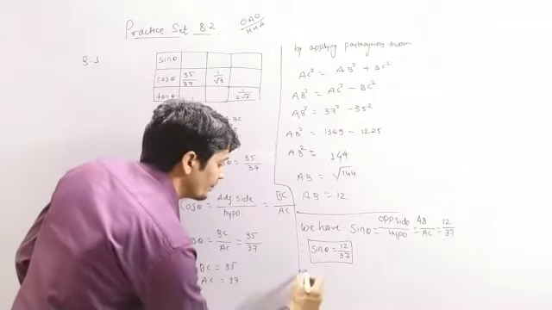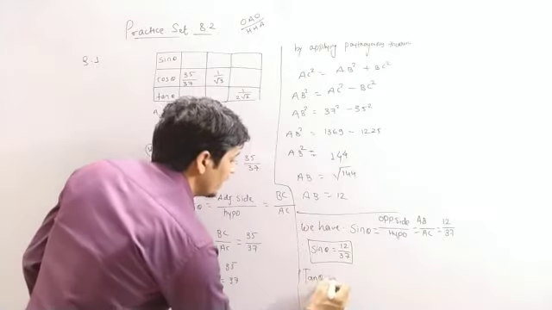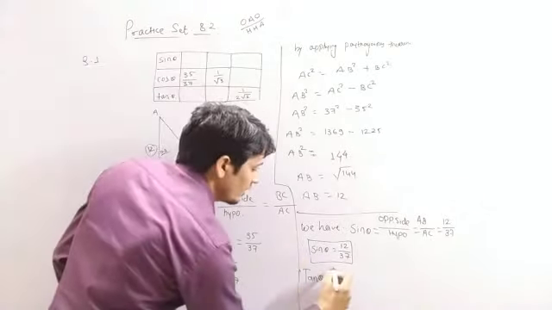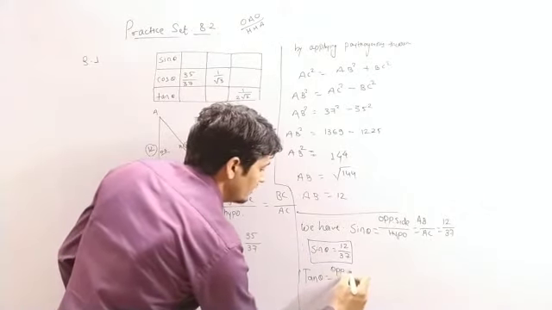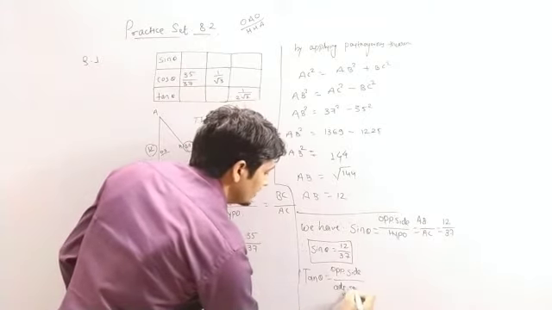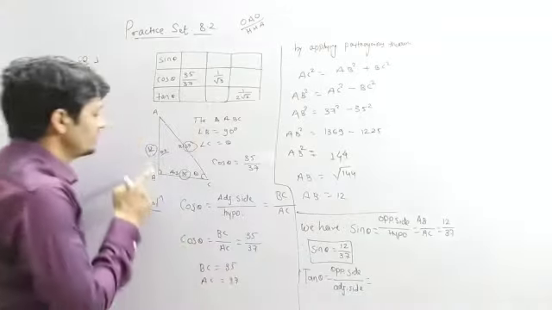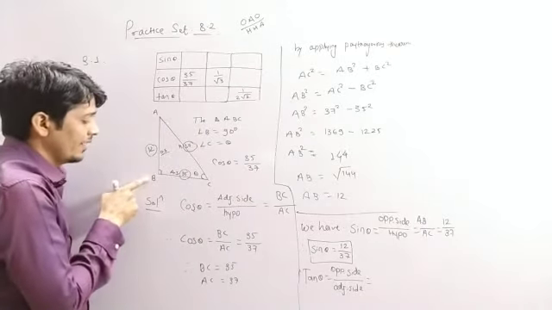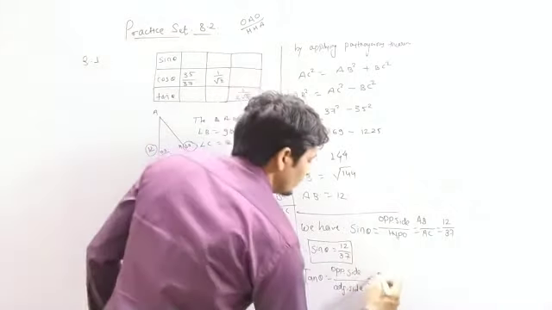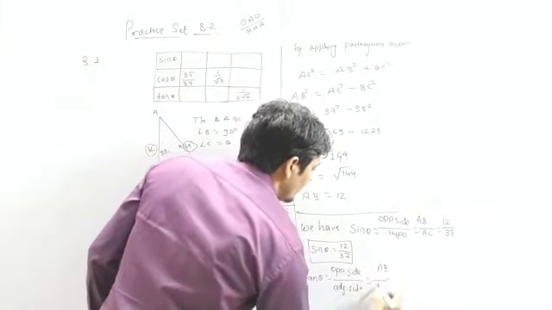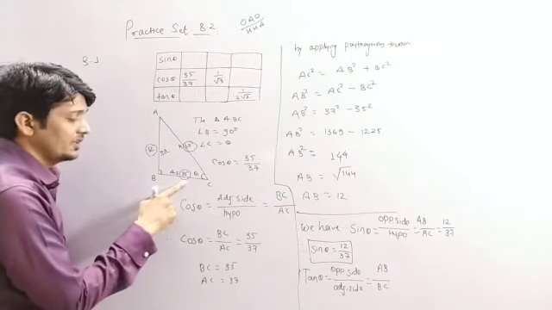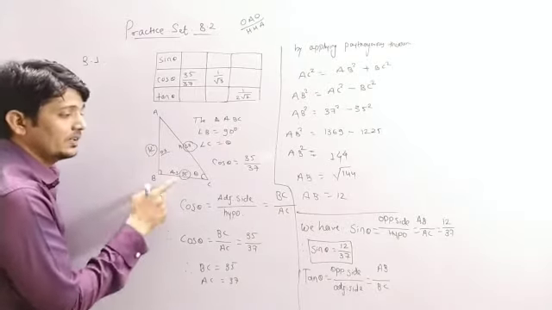So we know tan theta equals opposite side divided by adjacent side. What is opposite side here? It is 12, and adjacent side is BC. So we have to write AB divided by BC. What is AB? The value of AB is 12 and BC is 35. That means 12 divided by 35 will be the answer.